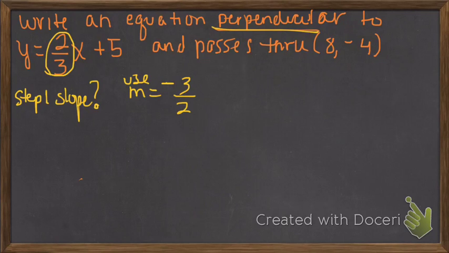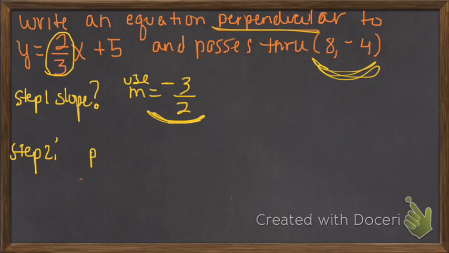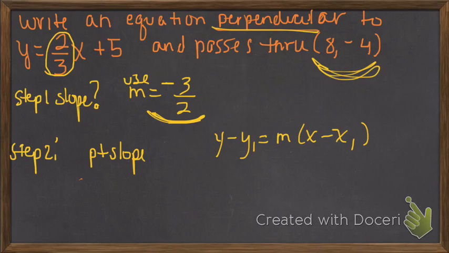Step 2, choose a form of the equation. Again, I got this slope, right, and I got this point, so probably point slope. This is x, that's y.